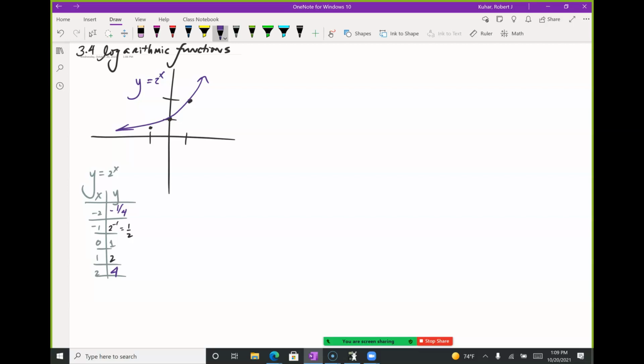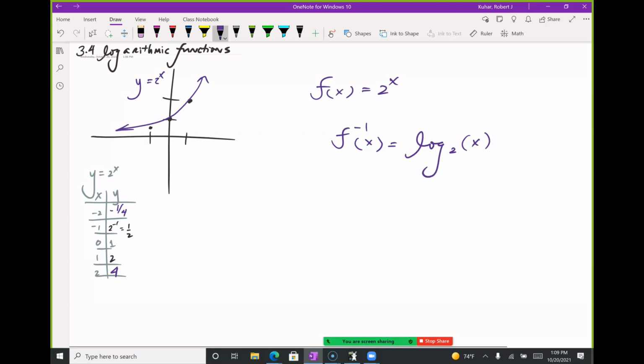So anyway, if f of x is 2 to the x, f inverse is log base 2 of x. And that log base 2, that little 2 is a subscript, right? It's not multiplying anything, it's telling me log base 2. So what's the inverse function of 2 to the x? It's log base 2 of x, okay?